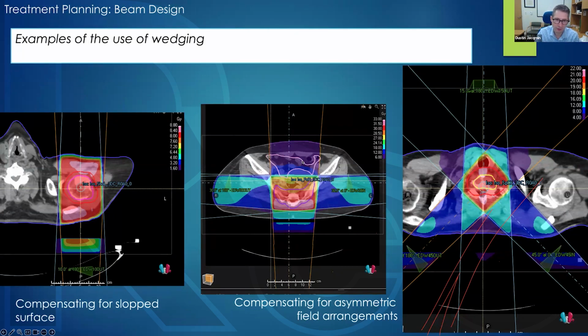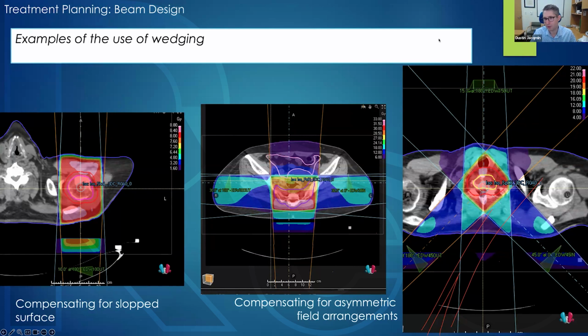So here we don't have an anterior field, and so we have wedges on the lateral fields pointed posteriorly to help make the dose distribution more uniform. In this case, the dosimetrist actually chose to make it a little less uniform to reduce dose to bowel. So you can see it's hotter at the back, cooler at the front. They could have used a higher wedge angle to make it more uniform, but they actually decided not to, to spare a little bit more bowel. So that was done intentionally.